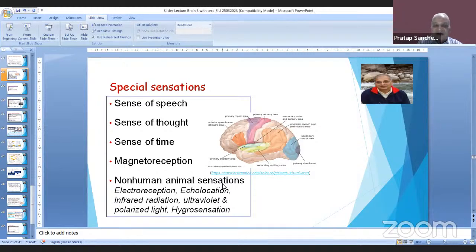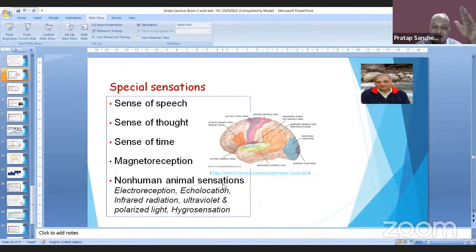Another important one, magnetoreception. I talked to you about the pineal gland in the last one. It is believed that the parapineal gland is the source or the site where the magnetic impulses related to the magnetic changes are received, so perhaps the pineal gland is the one. Many birds, many fishes, when they swim or fly in the air, have a strong magnetoreception.